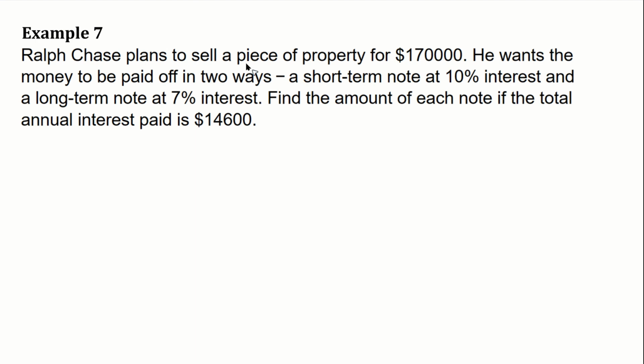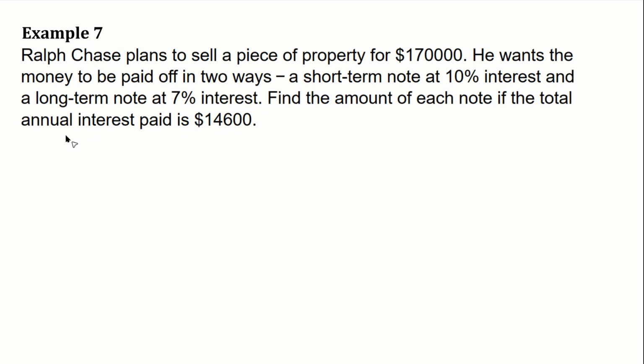Ralph Chase plans to sell a piece of property for $170,000. He wants the money to be paid off in two ways: a short-term note at 10% interest rate and a long-term note at 7% interest. Find the amount of each note if the total annual interest paid is $14,600.